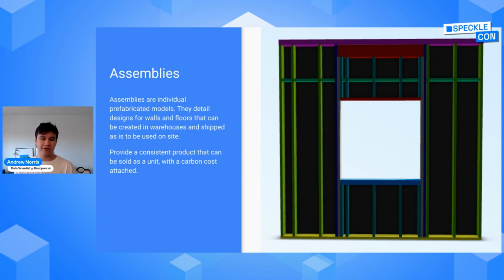So for background, an assembly in this context is just a single repeatable product in the construction industry. So this wall here would be an assembly. You can sell it as is from American Structures, and it will have the same components every time. So it makes the perfect use case for applying carbon values, because you can just do it once and then you have this costed item.